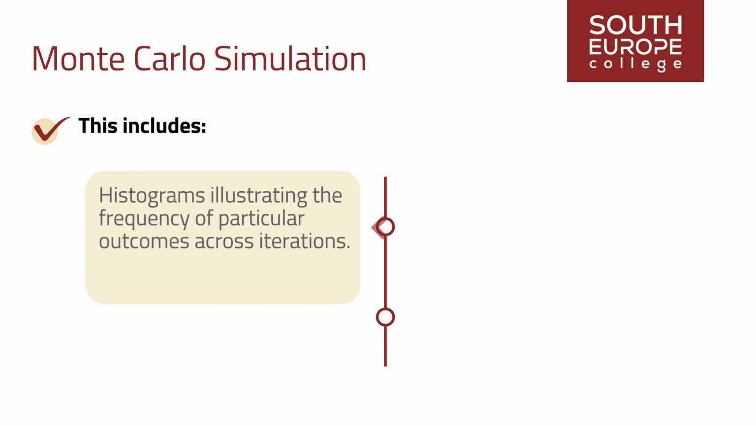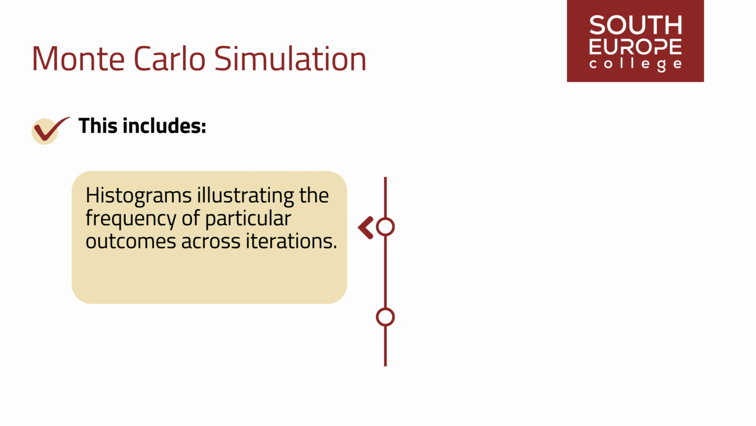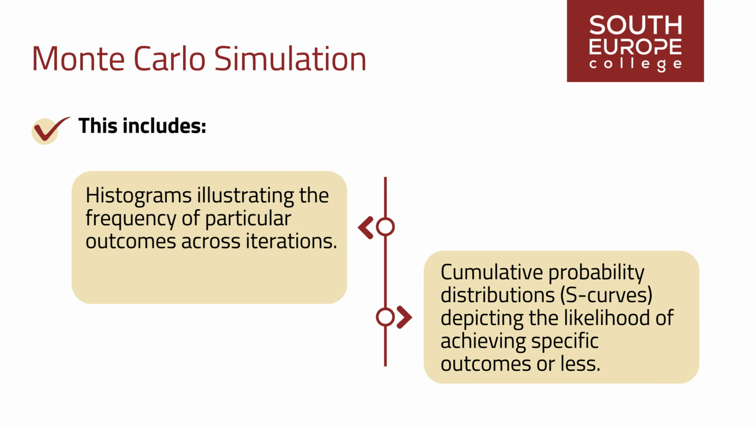This includes histograms illustrating the frequency of particular outcomes across iterations, and cumulative probability distributions, or S-curves, depicting the likelihood of achieving specific outcomes or less, and offering stakeholders a visual representation of project risk exposure.